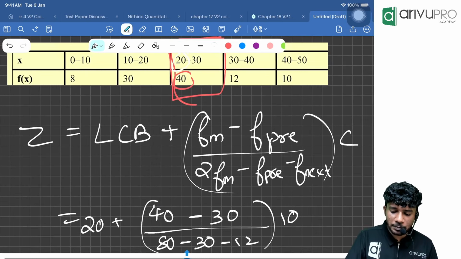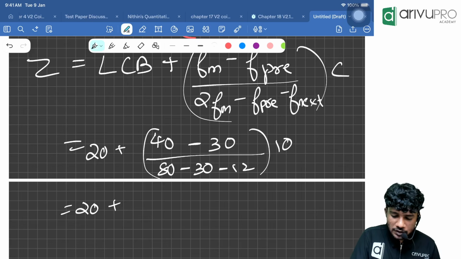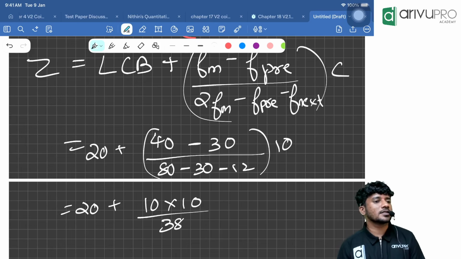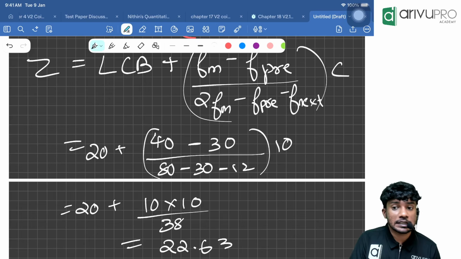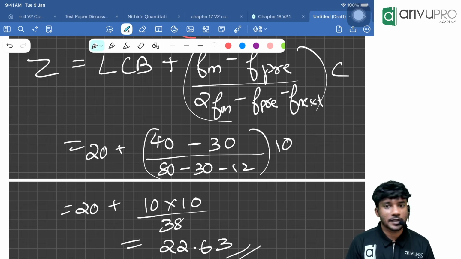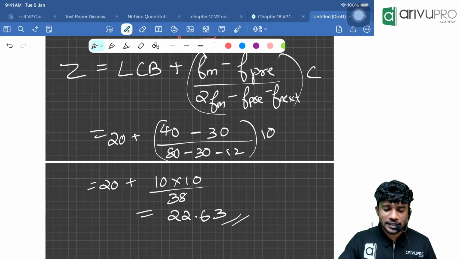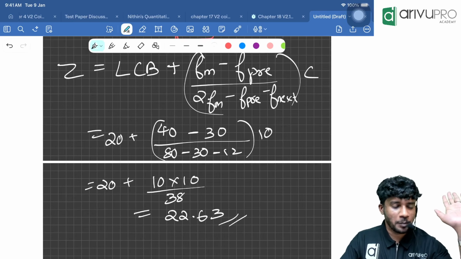Tell me the answer, people. This is nothing but, you can write it as 20 plus 40 minus 30 is 10 into 10 divided by 80 minus 42 is coming to be how much, people? That is 38. Get me the answer. 20 point, how much? 22.63. Pakka. 22.63 everyone got? Yes, anyone did not get? Please tell me. Now, one final question.